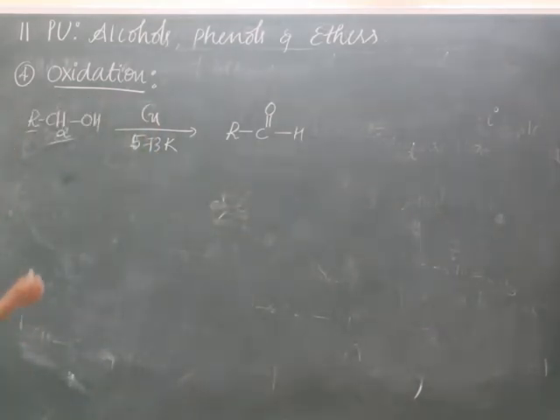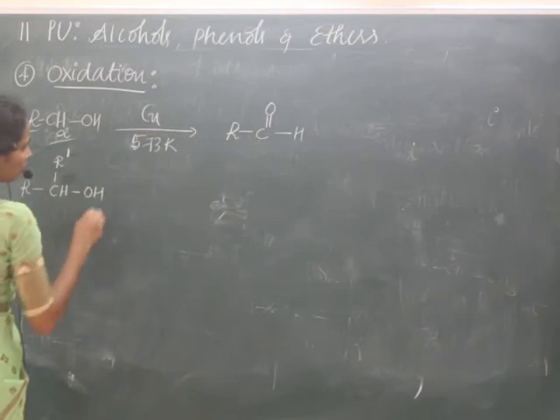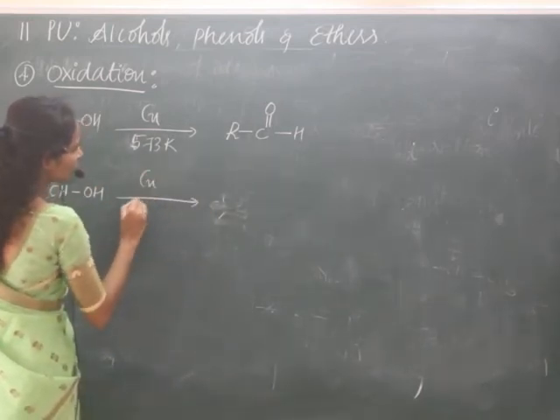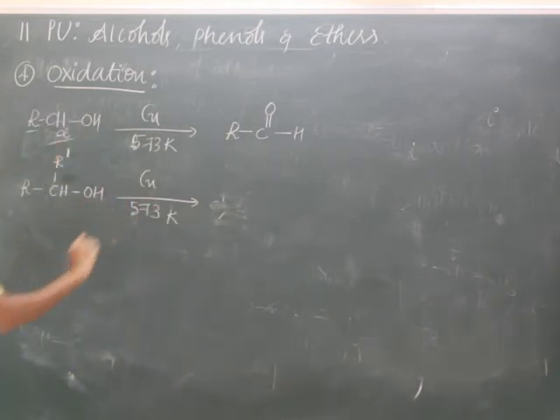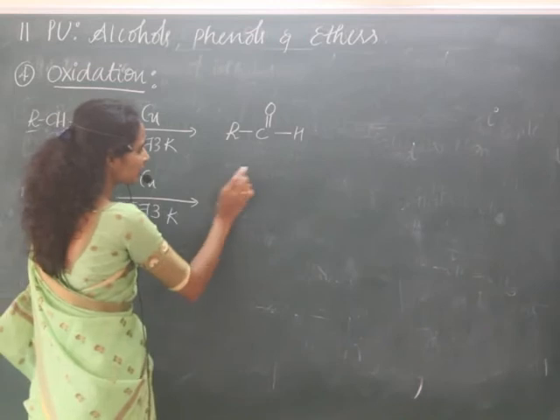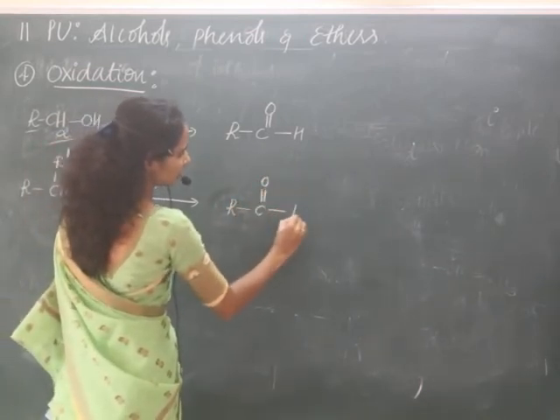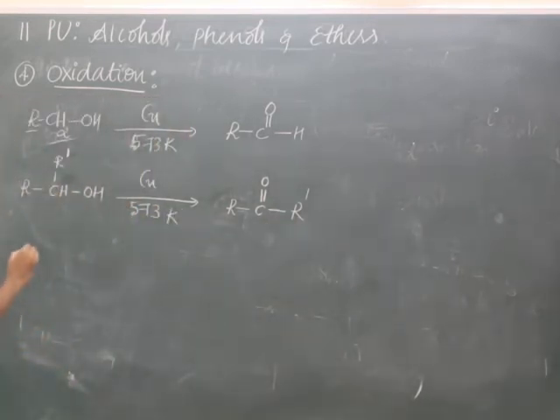Now what about secondary alcohol? R-C, I'll take R dash, and here H and OH, in presence of copper at 573 Kelvin. See, the secondary alcohol condition is the same. Then what will we get? As I said, we will get a ketone, R-C double bond O-R dash. Clear?